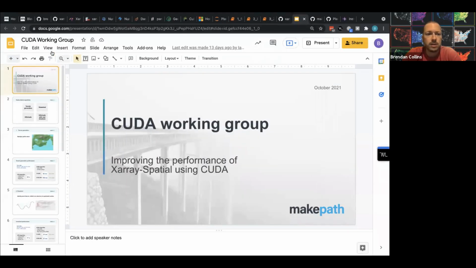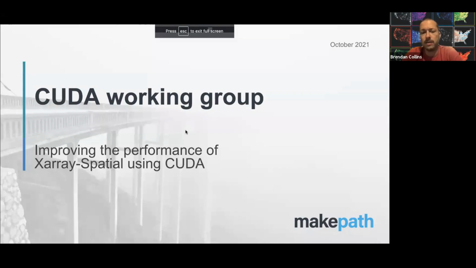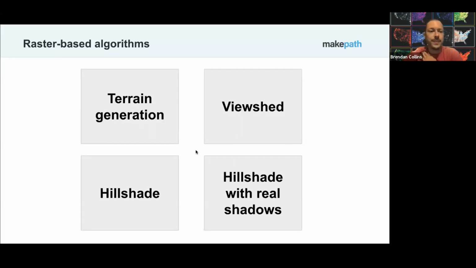This is also something I just wanted to show the group. We started a small working group within Makepath to look at accelerating Xray Spatial using CUDA. All these benchmarks need to be taken with a grain of salt, because we could probably have better CPU versions. But what we are doing is essentially benchmarking a CPU version against an equivalent version written for CUDA, both using Numba. We focus on terrain generation, viewshed, and hillshade.